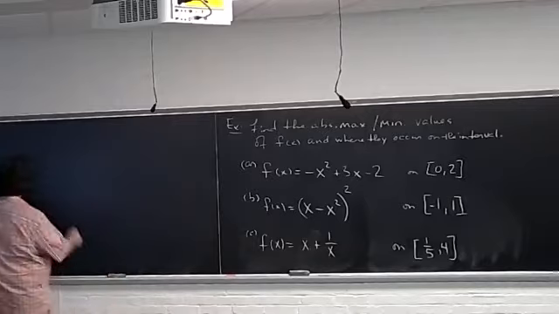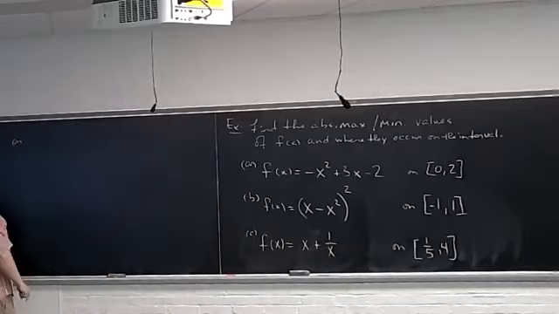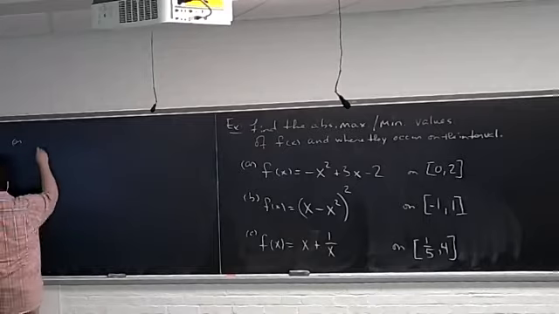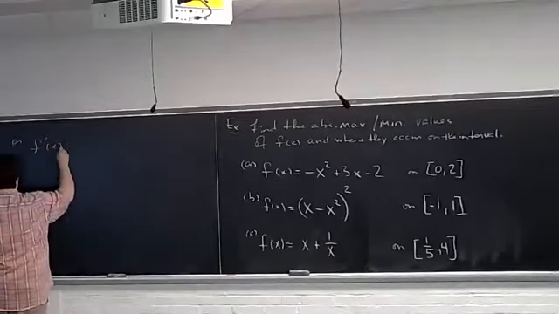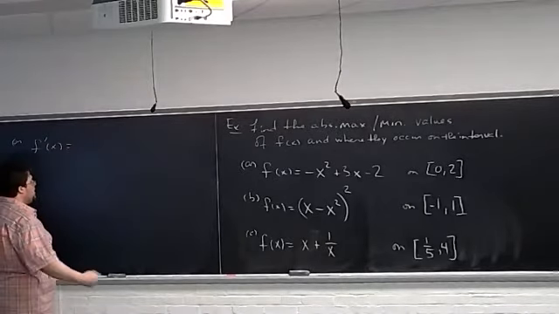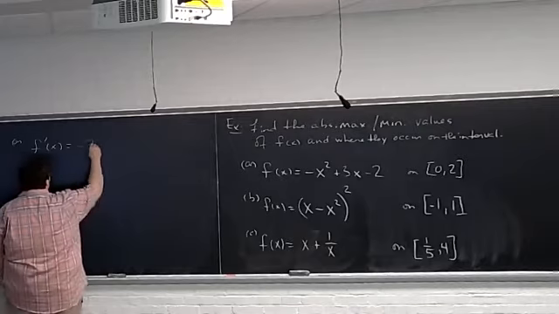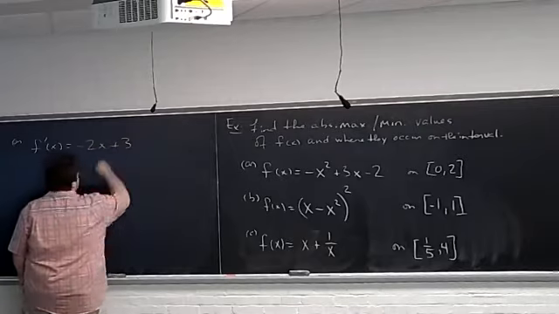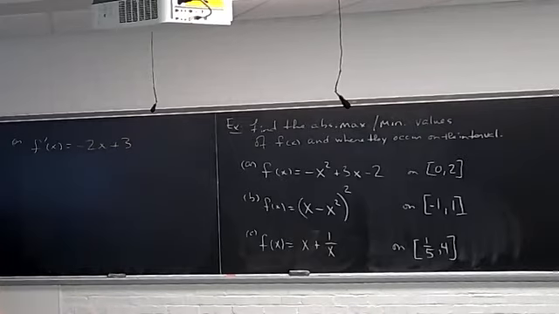Let's start with A. So for that function, we need where the derivative is 0 and where it's undefined. So we need the derivative. Derivative here, a couple power rules. We get negative 2x. Derivative of 3x is 3. Derivative of negative 2 is 0. So negative 2x plus 3.